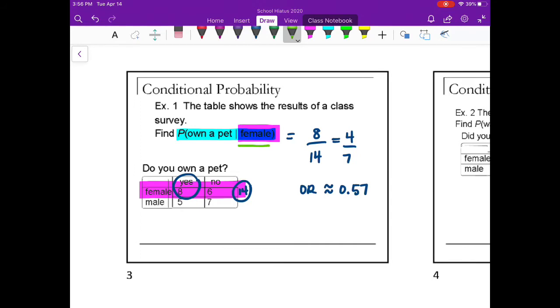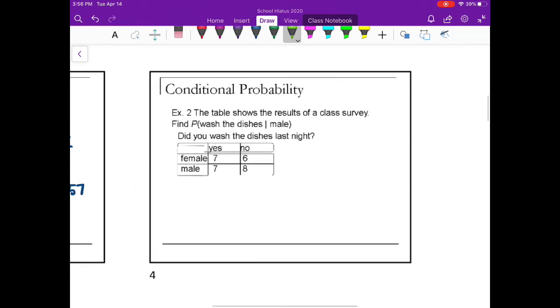Again, the denominator of your probability will be determined by the condition that follows the given bar in your probability statement, and then the numerator will be limited to items or people who fall into the category of the condition. Let's look at example 2.